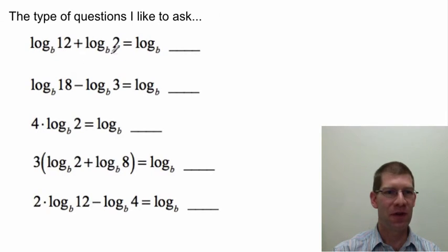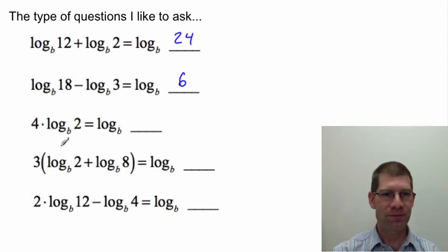Alright, so this first one, we have log of 12 base b plus log of 2 base b, and when we have that, the addition here means that we take and multiply the 2 and the 12, so it ends up being log of 24 base b. This one here, it's subtraction. Subtraction then means division. We divide those two numbers. So 18 divided by 3 gives me 6. So the answer will be log of 6 base b.